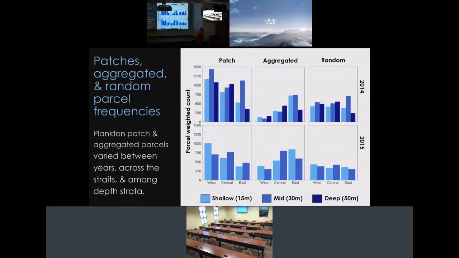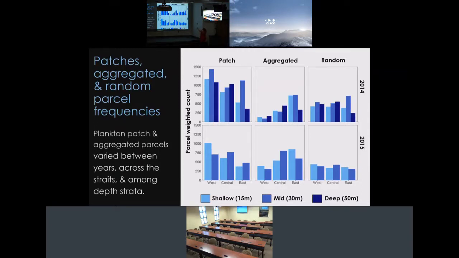So here what we're looking at are the weighted counts, and I'm going to say weighted because we sampled unevenly in each one of our areas, and so the counts have been weighted for sampling effort. And we have our area here on the x-axis, so west, central, and east. And then the colors denote the different depth strata. Light blue is shallow, the mid blue is mid depth, and then the darkest blue is our deepest site. And that's why the dark blue is missing from 2015 on the bottom three panels here.